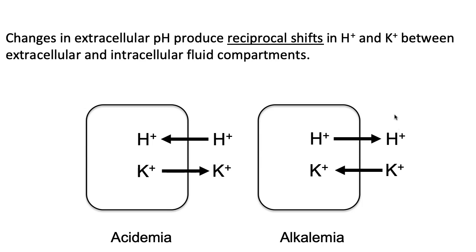All right, likewise, what if there are too few protons outside of the cell? Like in alkalemia, a metabolic alkalosis, there's too much bicarbonate, too few protons. Well, the cells can pump out some protons, but it's got to exchange it for something. And what does it exchange it with? Potassium. So this will facilitate potassium movement from the extracellular fluid to the intracellular fluid in exchange for that proton.